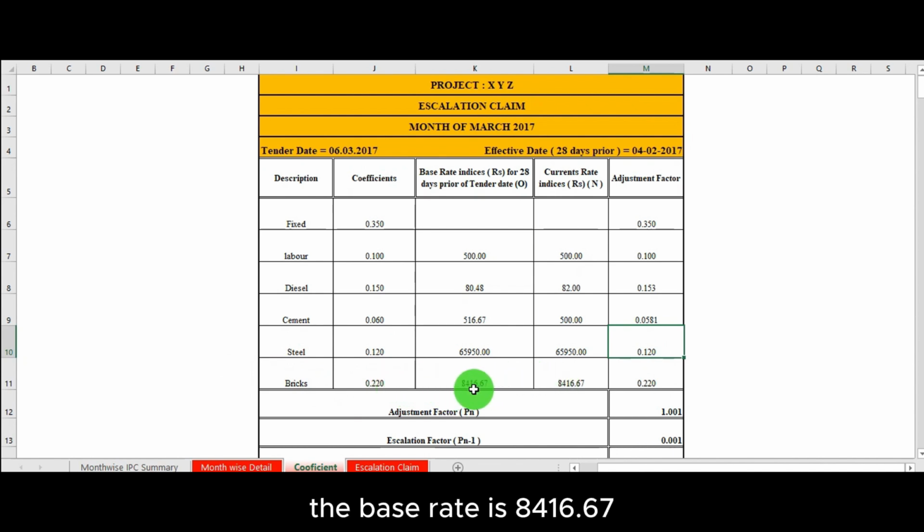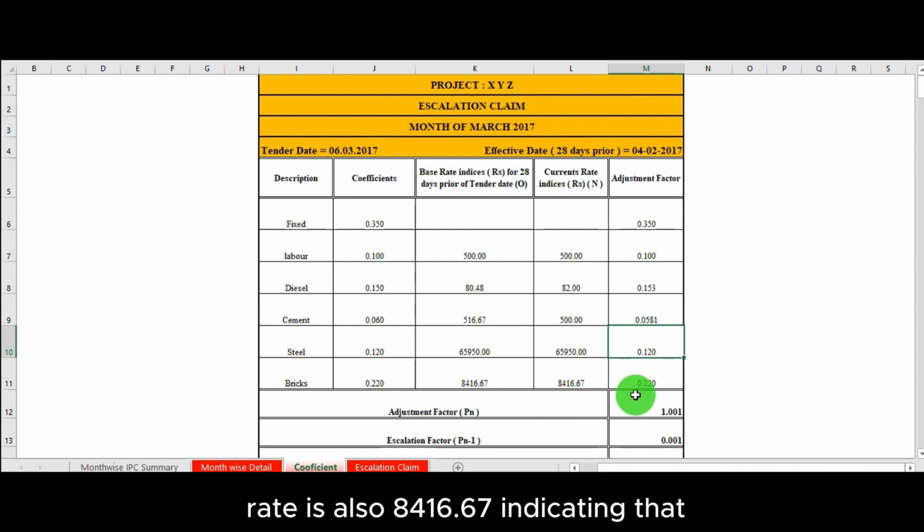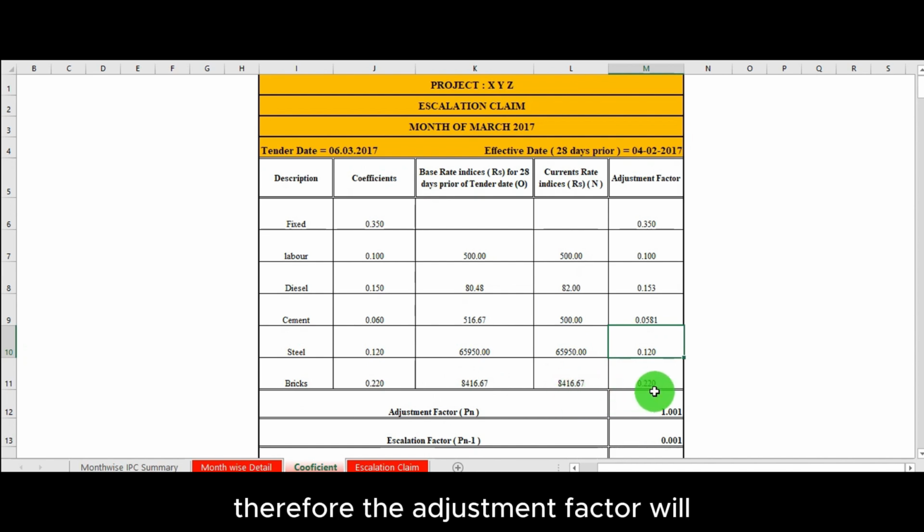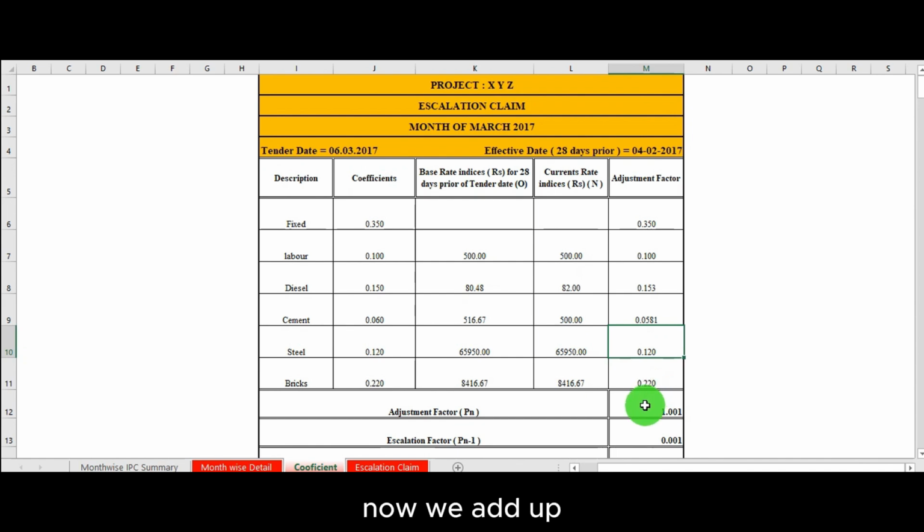The base rate is 8416.67 and the current rate is also 8416.67, indicating that the rates have not changed. Therefore, the adjustment factor will also not change and remains the same as the coefficient given for brick, which is 0.220. Now we add up the values of adjustment factor for all these elements. We get the total as 1.001.